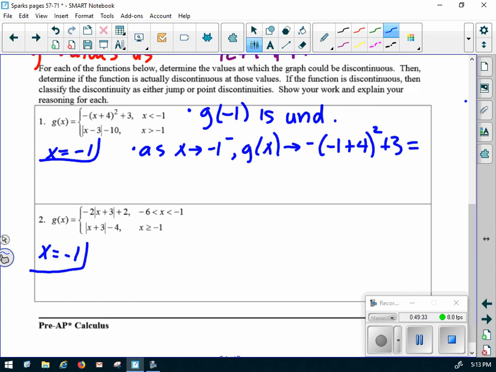-1 plus 4 is 3. 3 squared is 9. Opposite of 9 is -9. -9 plus 3 is -6.